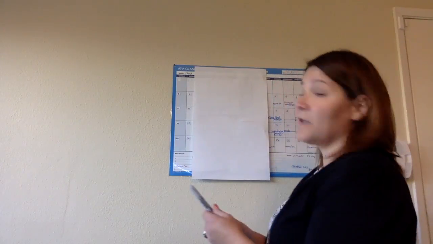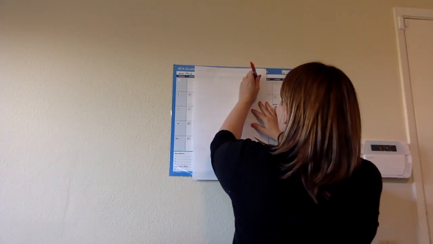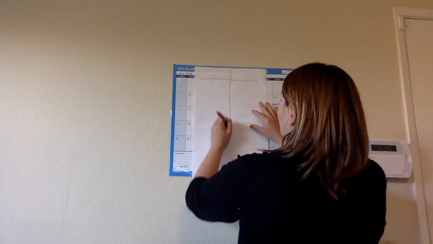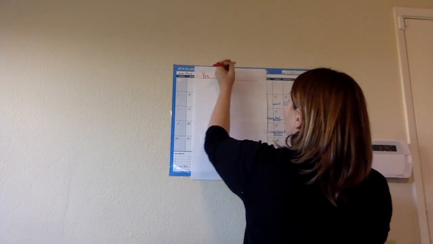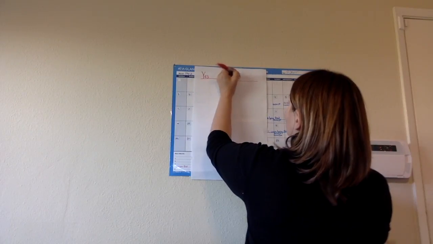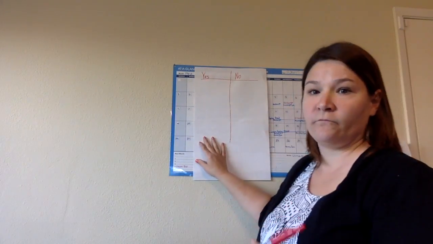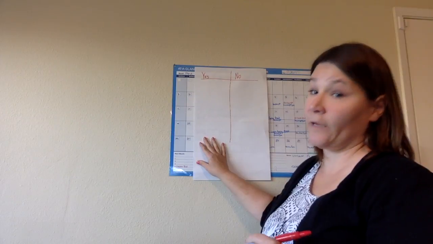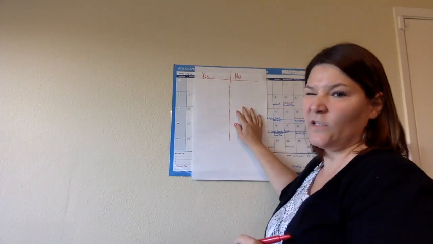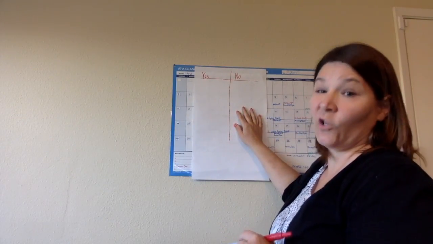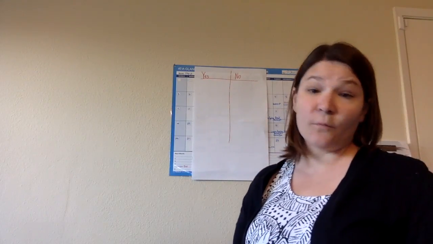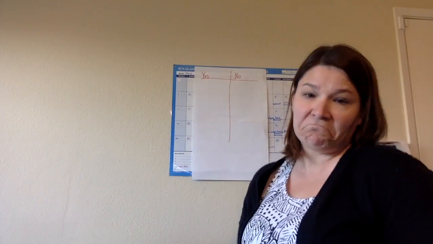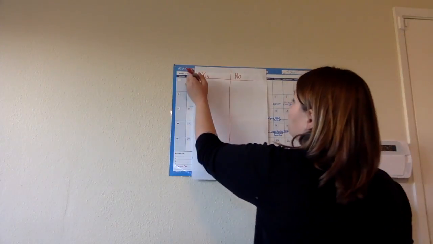So let's start with making a T-chart. On one side, we're going to say yes, and on the other side, we're going to say no. The examples that go with what we're going to learn will be under yes. The examples that don't make sense with what we're going to learn right now will be on the no side. So one example of something that we're going to learn right now is it doesn't fit.